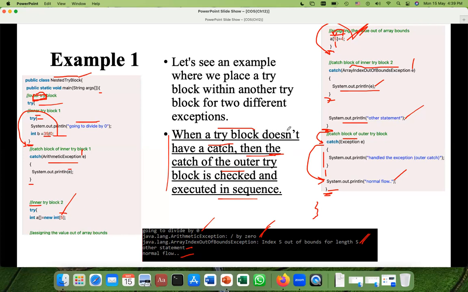What was that one? When a try block does not have a catch, then the catch of the outer block is checked and executed. Here we don't have that. This example is not matching with that point and is not saying anything about it. Maybe the next example.